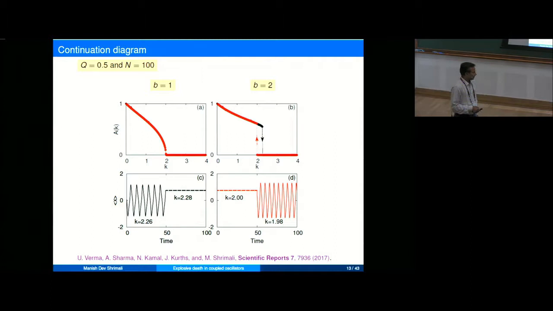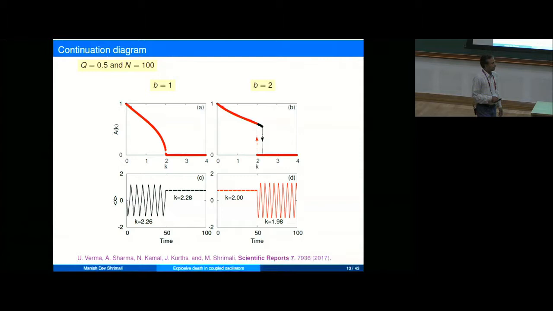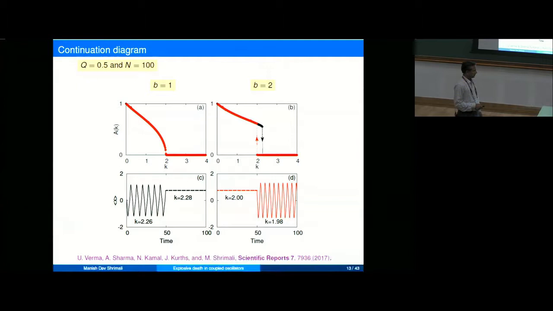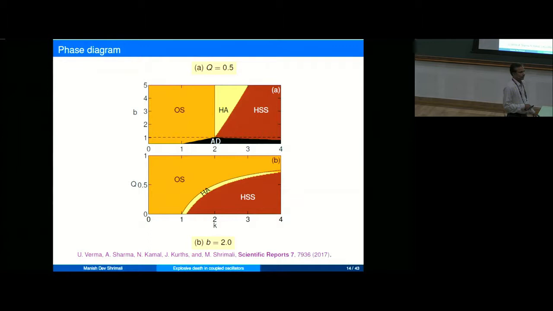Here, we have done the adiabatic calculation and the continuation diagram. You can see that the forward and backward transition points are different, showing this hysteresis in the parameter space. And these are the time series. So then we explored the entire parameter space.